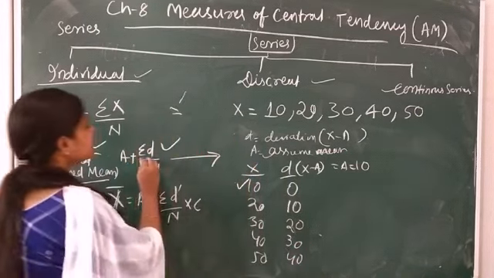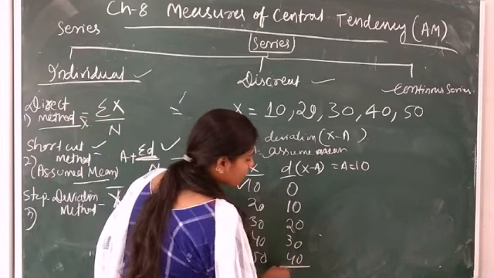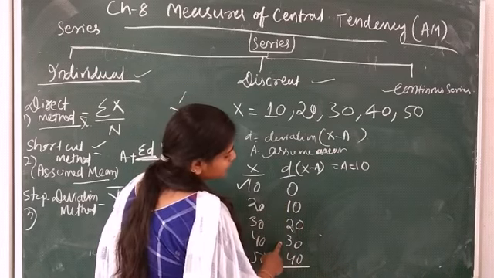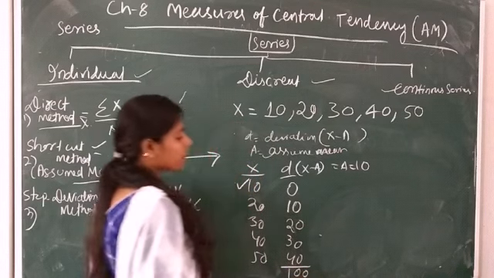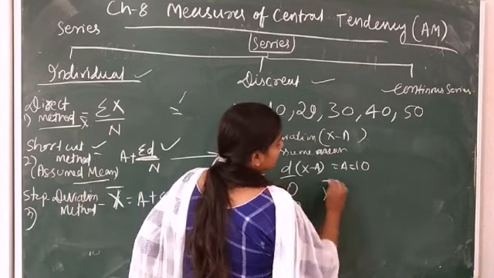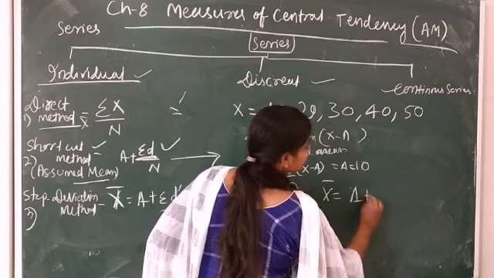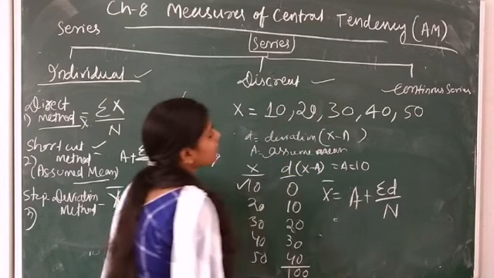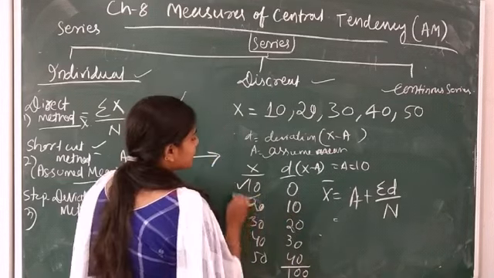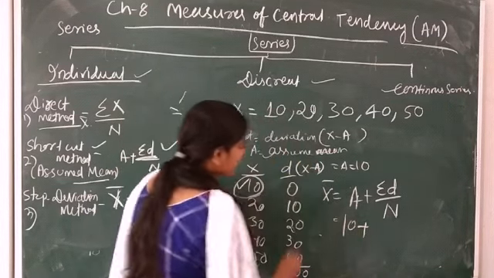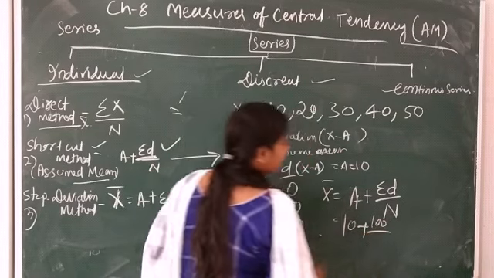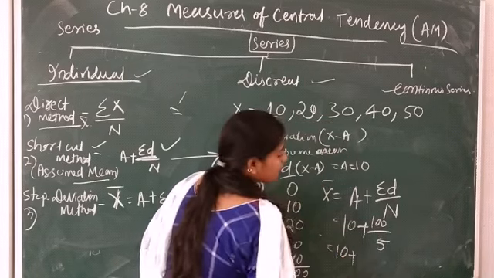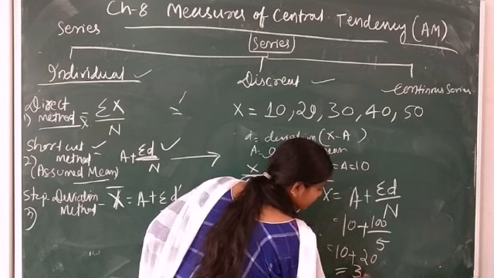The formula needs sigma d, or the summation of d. Now we sum all the d items: 10 plus 20 equals 30, 30 plus 30 is 60, and the summation will be 100. So the formula is mean equals a plus sigma d by n. We take the assumed mean a, that is 10, plus sigma d, which is 100, divided by n. n equals the number of items, that is 5. So 10 plus 20, and the answer will be 30.